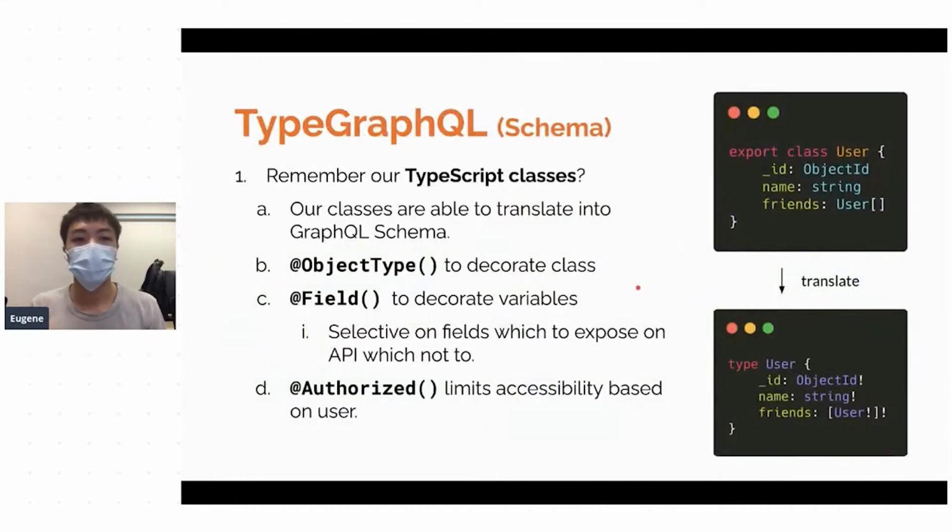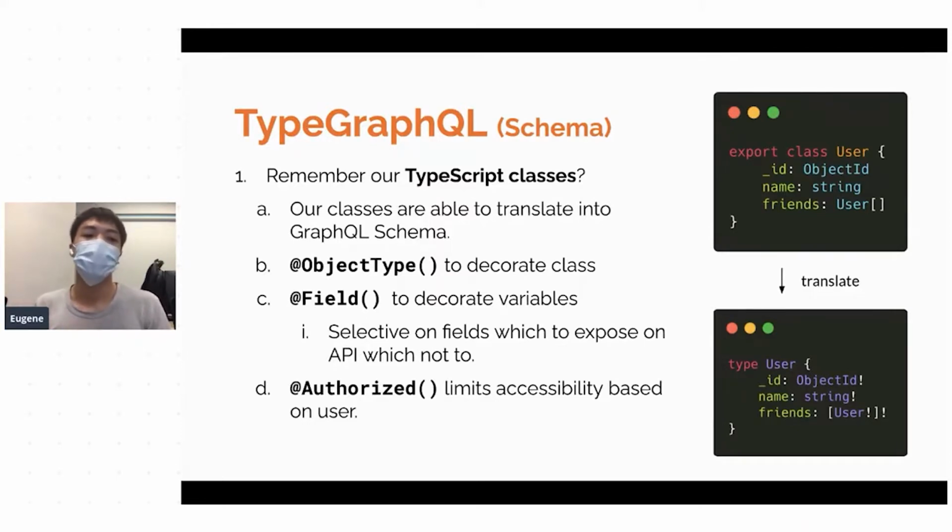So one of the libraries, do you remember the TypeScript classes that we used just now? For example, in this case, we have the class user with ID, name, and friends, and they are quite similar to the GraphQL schema, right? So what we should do is try to automate this process of translating the TypeScript classes into our GraphQL schema. We can use the library type-graphql to do that.